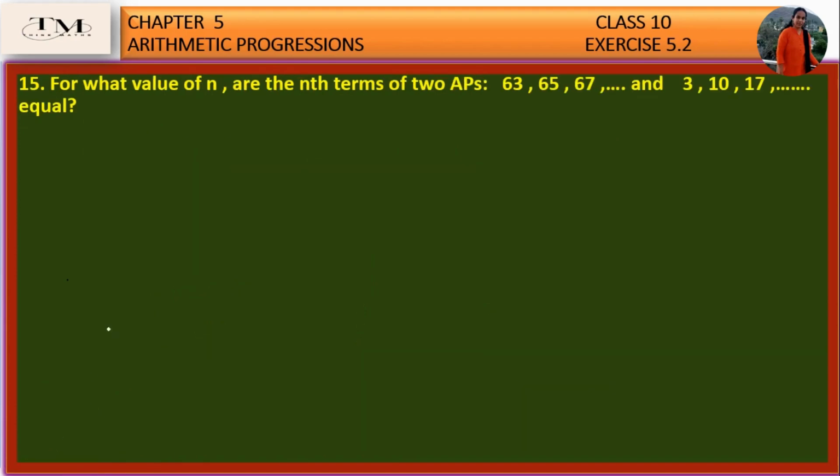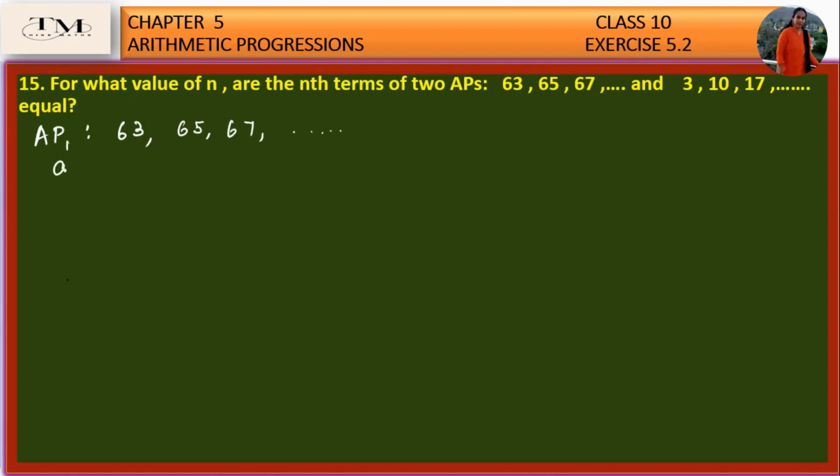Okay. Next one. For what value of n are the nth terms of two APs 63, 65, 67 and 3, 10, 17 equal? So there are two APs. At some point the value is the same for both the APs. So we have to find at which place, that is, for what value of n.